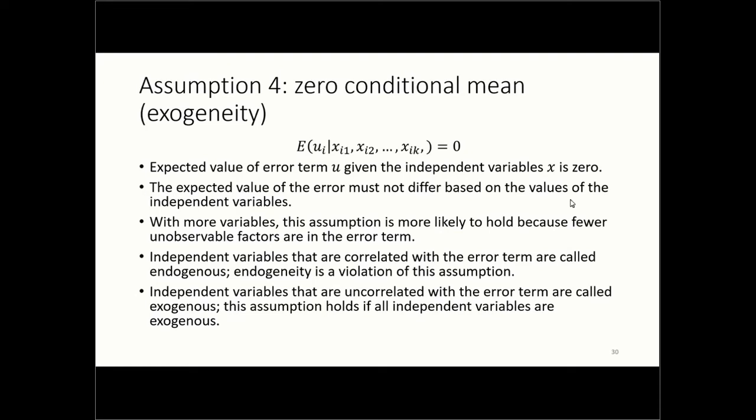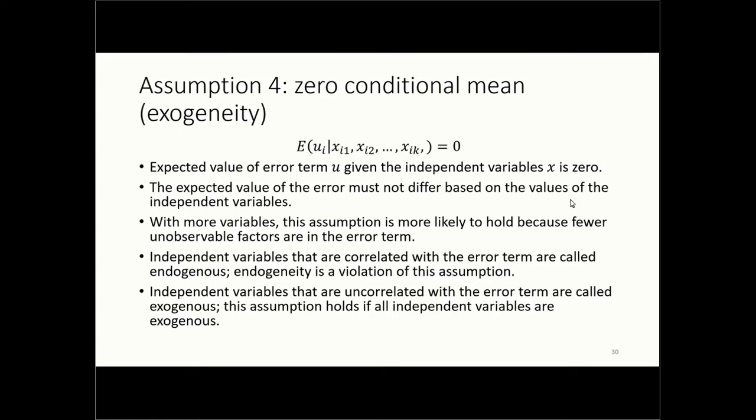Okay, so moving on, assumption number 4 is zero conditional mean, or exogeneity. Here we have the expected value of u given all the various x's equal to 0. So the expected value of the error term u given the independent variables x is 0. What that means is that the expected value of the error must not differ based on the values of the independent variables. When we have more independent variables, this assumption would be more likely to hold because there are fewer unobservable factors that could end up in the error term and affect this expression.